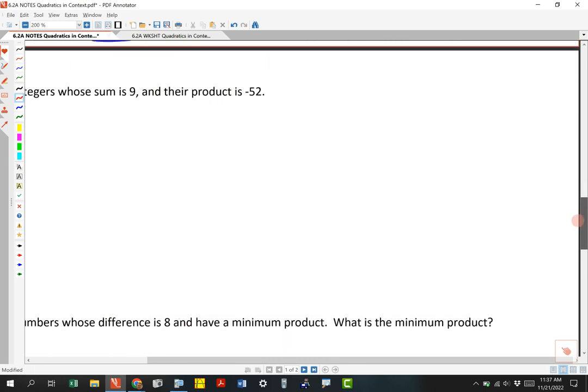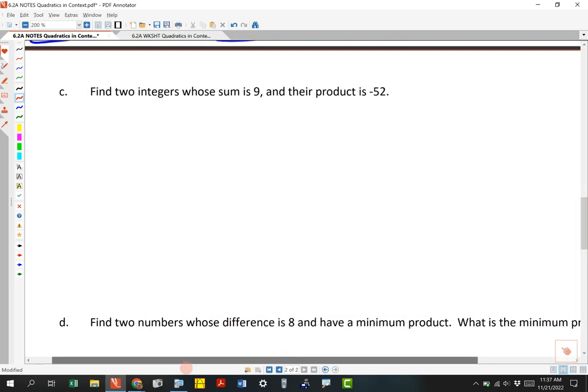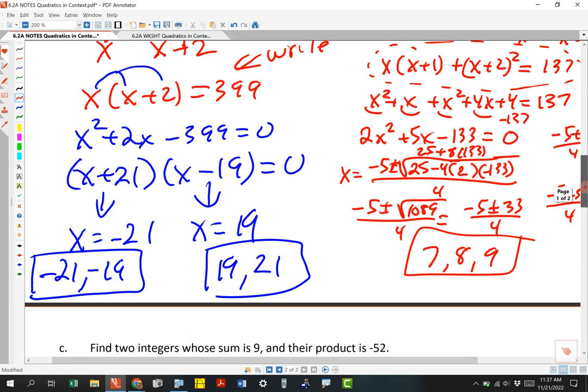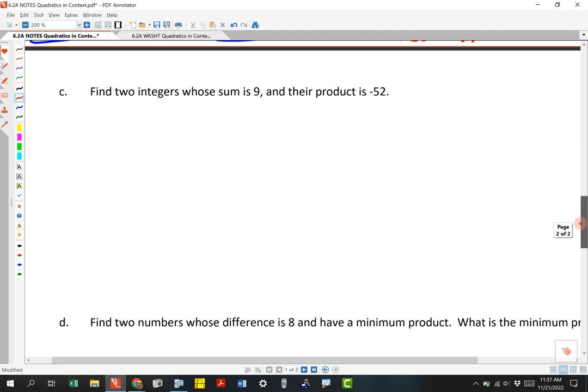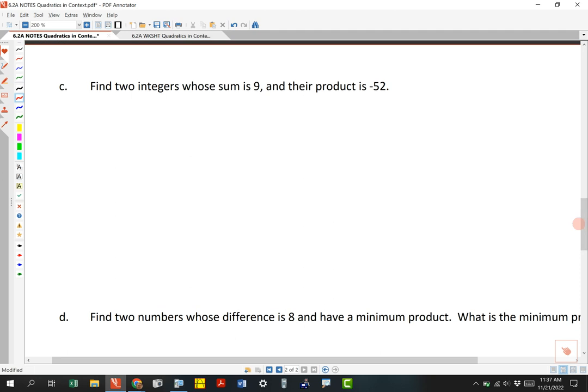Okay, flip the page over. Did you just multiply them? It doesn't equal 137. It's the square of the third one, right? Multiply these two together. So 7 times 8 plus 81. Or I'll do 9 squared. 56 plus 81. Okay, give it a shot. Go.